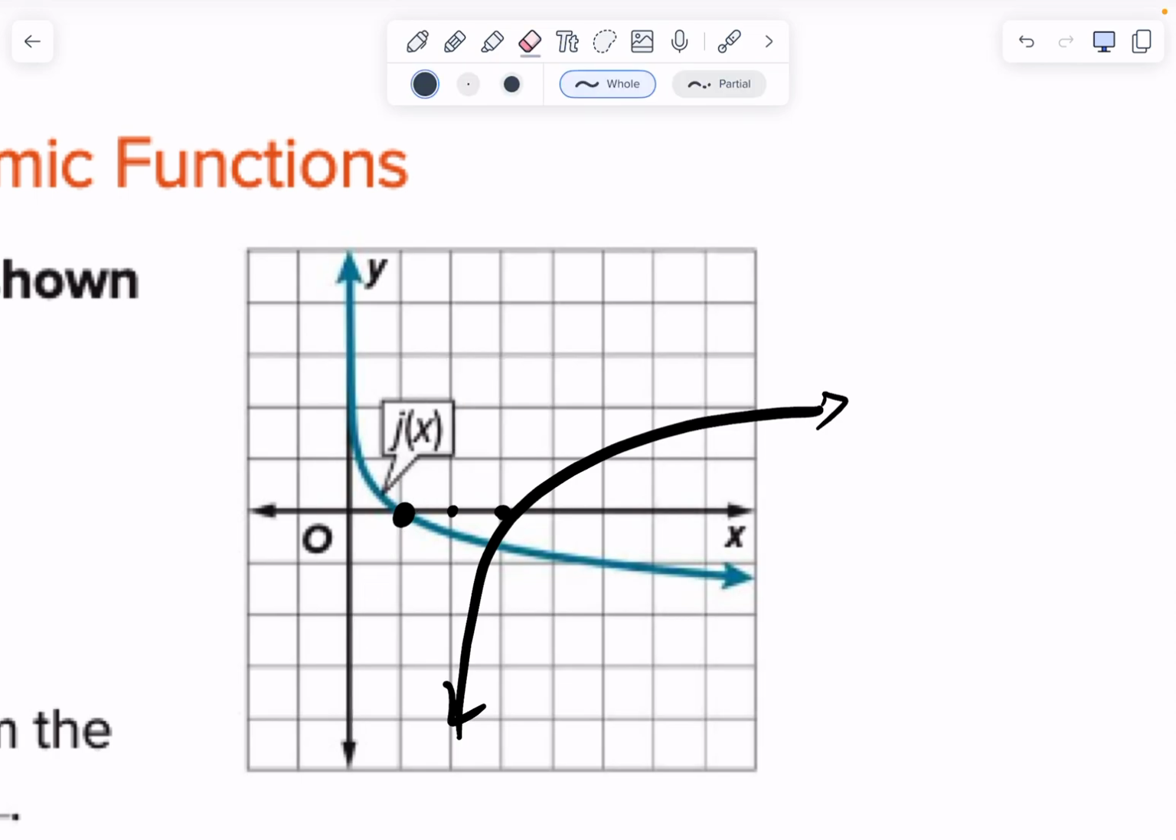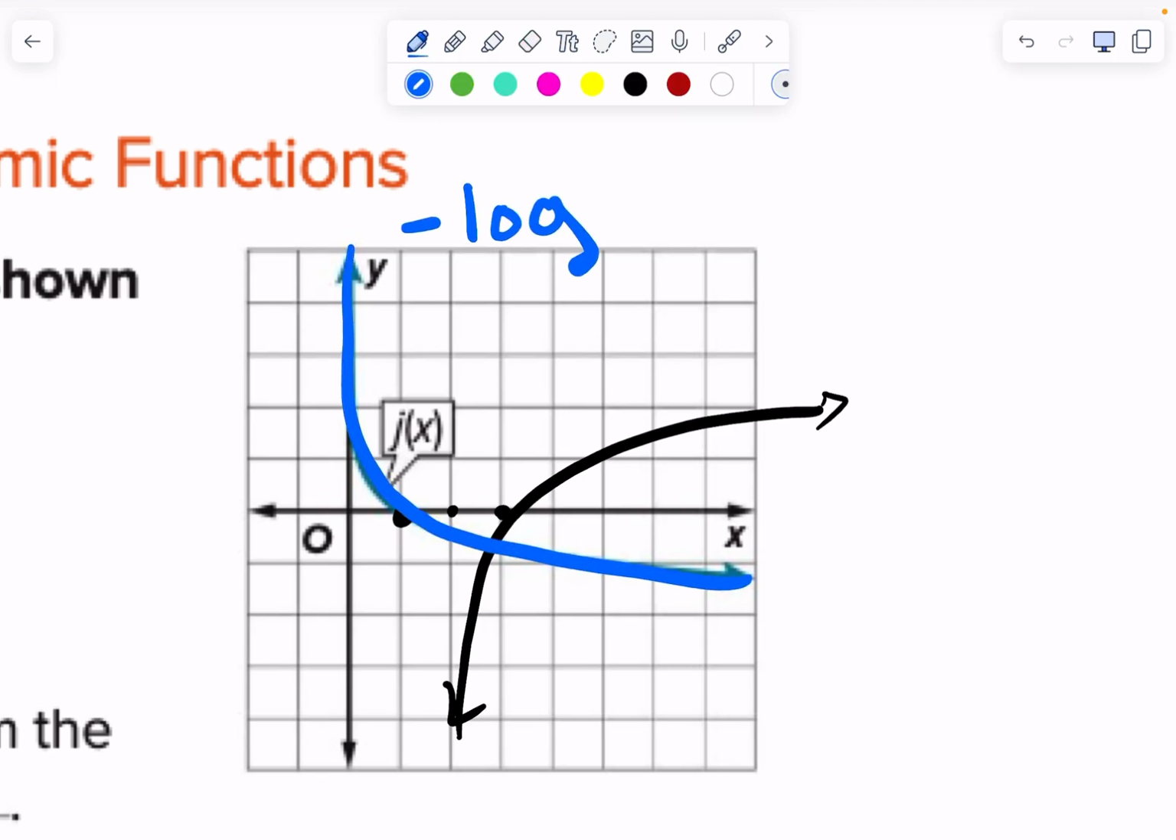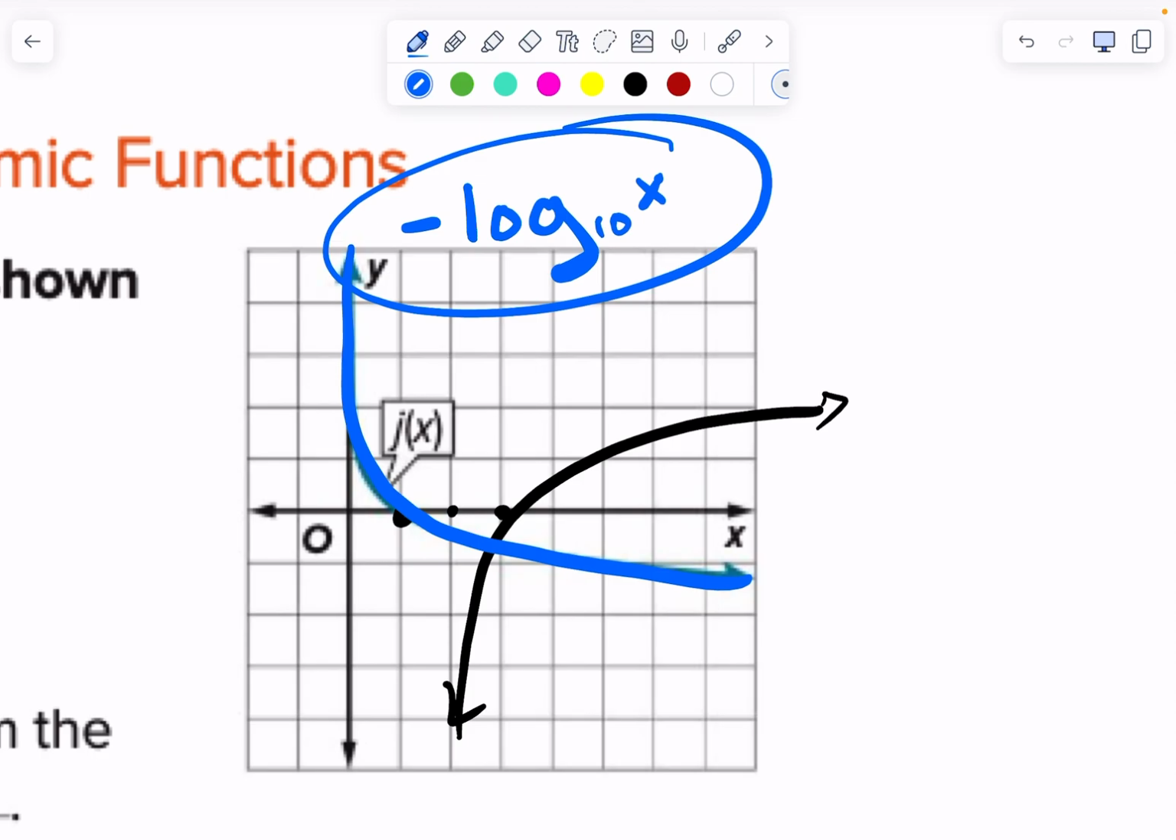They want me to compare that one and the blue one that's already there. What's happening with the blue one that's already there? He's flipped. What would his equation be? Negative log base 10 of x, not moved any direction, right? No, the plus 2 is only on the other one. Over the y-axis would be the negative on the x. Over the x-axis would be negative out in front.